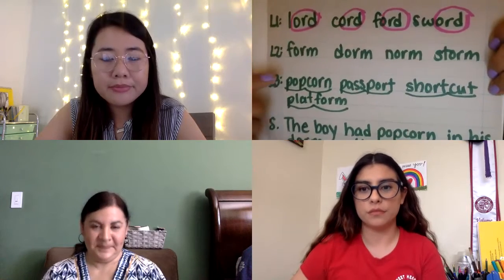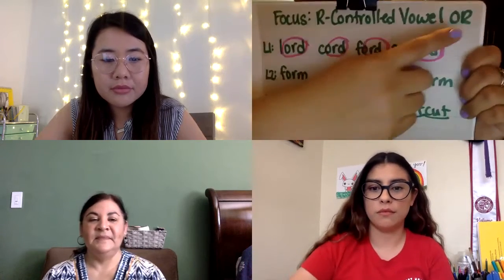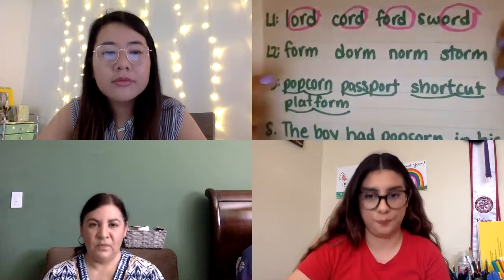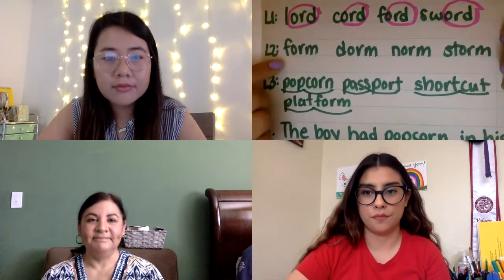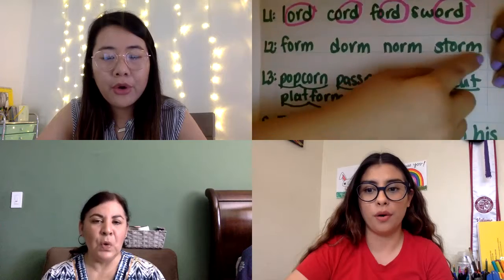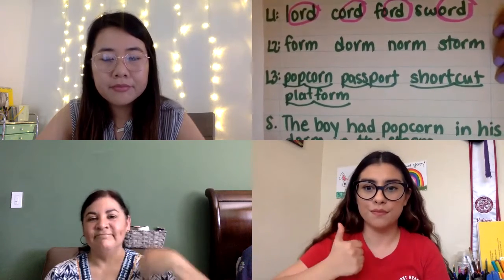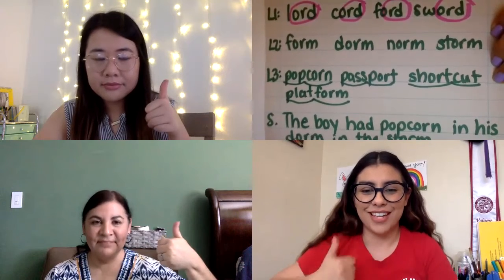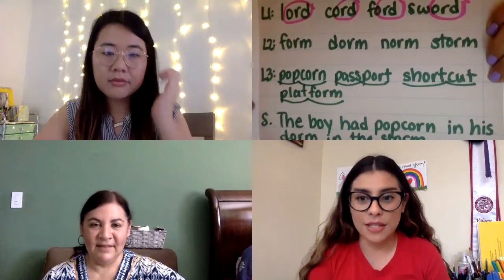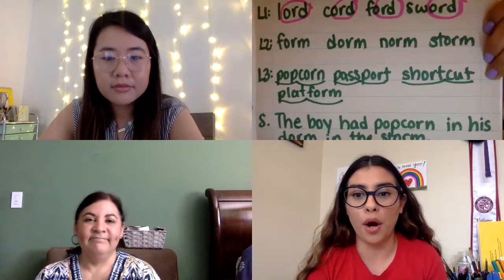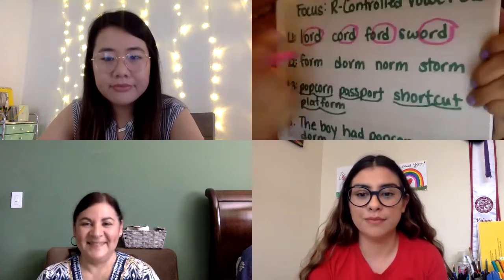norm, and form. And remember, boys and girls, a kind reminder that when we're looking at this OR, we're not going ah, no, we're going OR, okay? So beautiful job modeling, teachers. Fluidity, 3, 2, 1. Form, norm, and storm. Can you tell me, teachers, what is something that you notice, a pattern? Yes, Ms. Yakimowicz. I noticed that they're all one syllable and that they're part of the ORM family, which is spelled O-R-M.